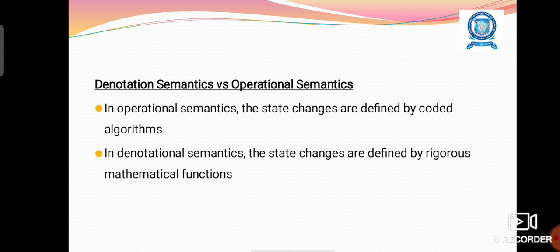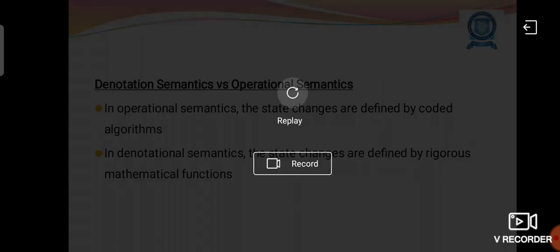In operational semantics, the state changes are defined by coded algorithms, but in denotational semantics, the state changes are defined by rigorous mathematical functions. So that's all about the topic.